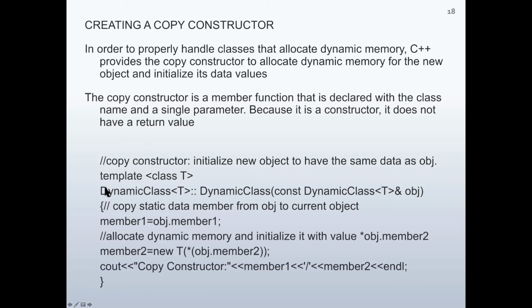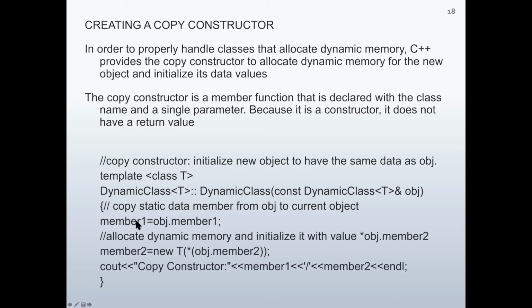It is implemented as a template function. We are saying here template class T. This is the template class. This function, the copy constructor, which is named dynamic class, same as the class name, is a member function of the dynamic class of type T, and T is a template class. We have a parameter here, which is of type dynamic class T. Its name is obj. It's a reference here, and it is constant.